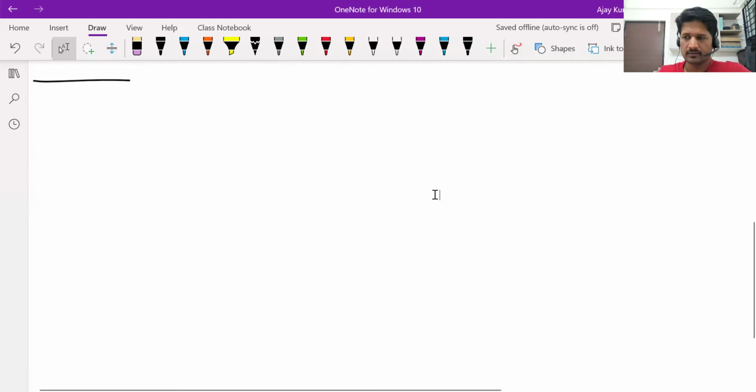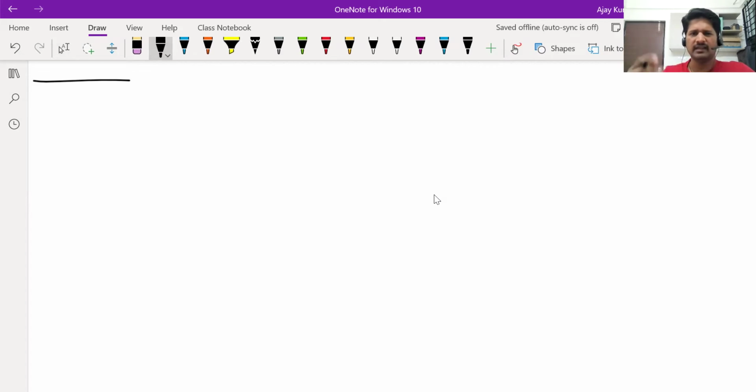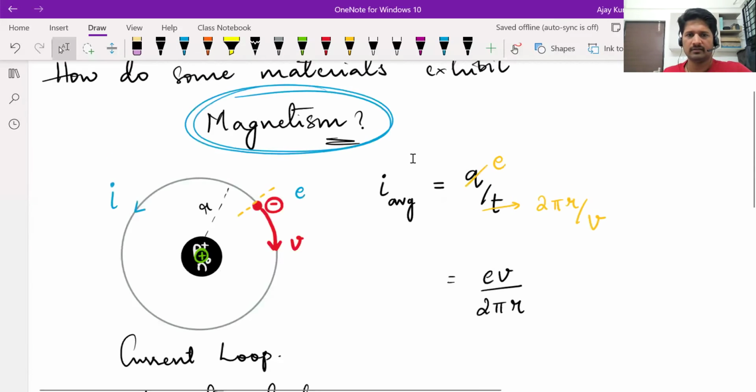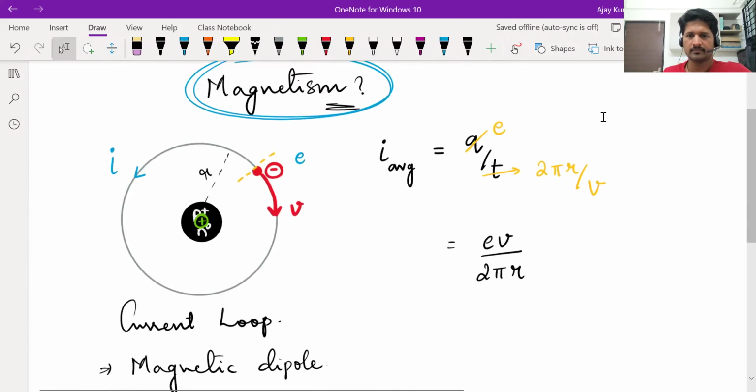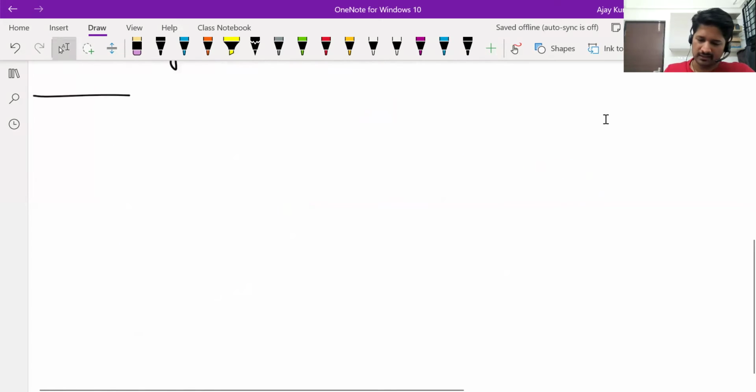Now, a non-magnetic material also, or a material which is normally not a magnet, can be magnetized. Let's see how that can be done. Any idea? How are magnets made? Or how can we magnetize a material? By passing current through it. No, that is like an electromagnet. That is not at the material level. Current is producing the magnetism. Material is not producing. Okay, listen all of you.